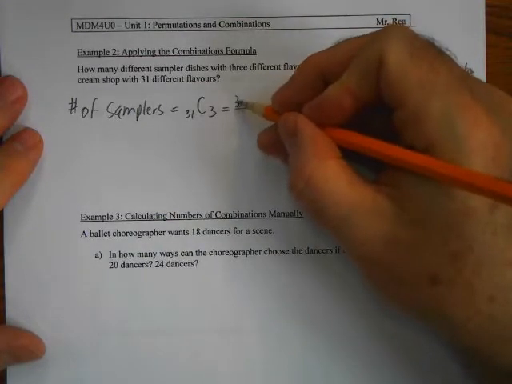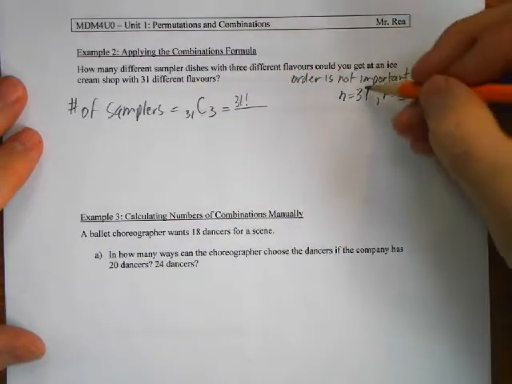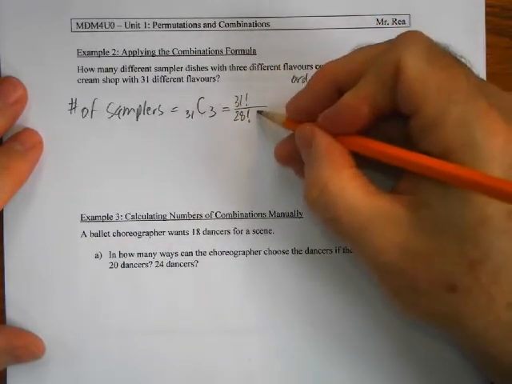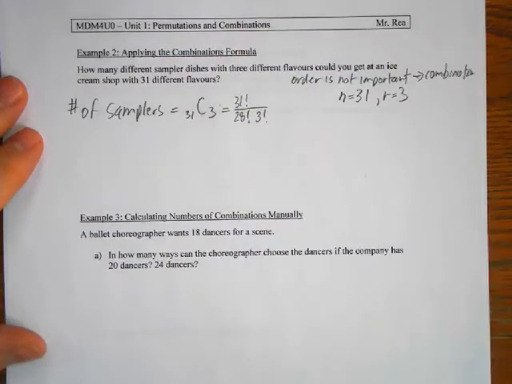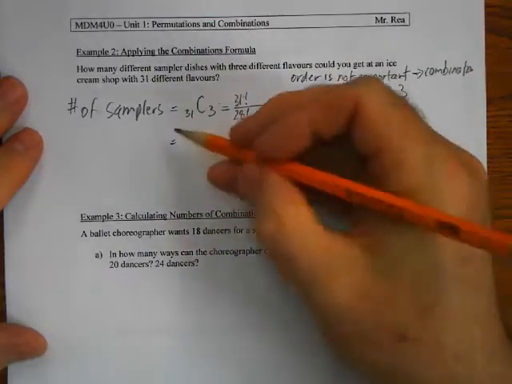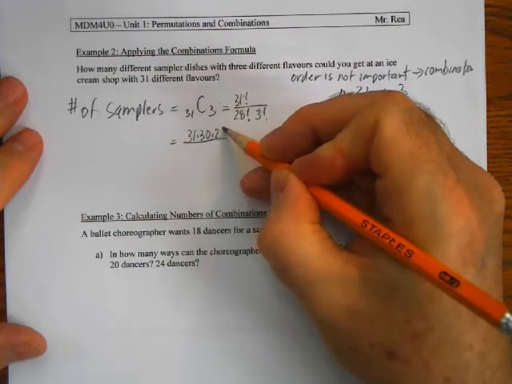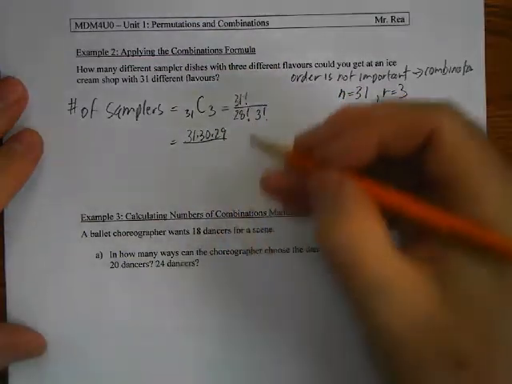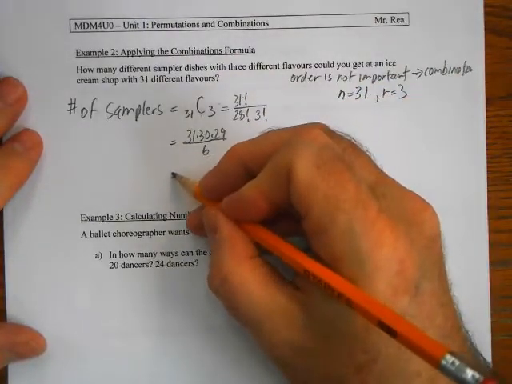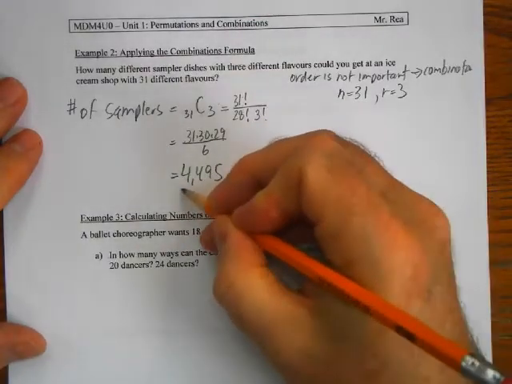So this is going to be 31 factorial over 31 minus 3 factorial, which is 28 factorial, and then r factorial is 3 factorial. We could reduce the 31 factorial and the 28 factorial. So on top I will have 31 times 30 times 29, and on the bottom I'd have 3 factorial, which is 6. Then probably do this on the calculator, unless you're really good at mental math. This would be 4495 different samplers.